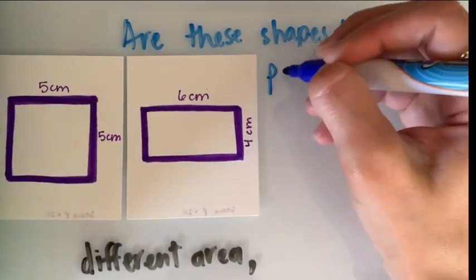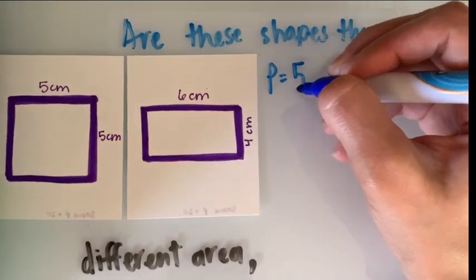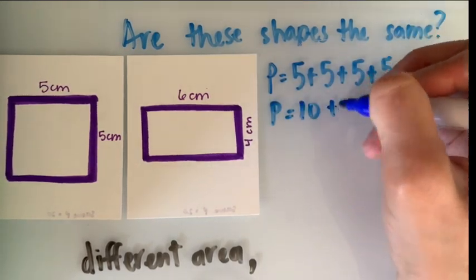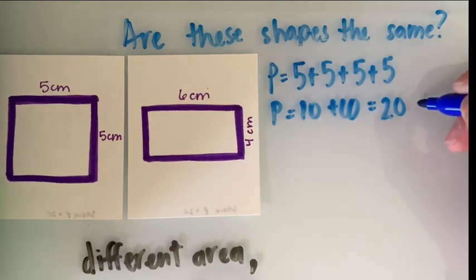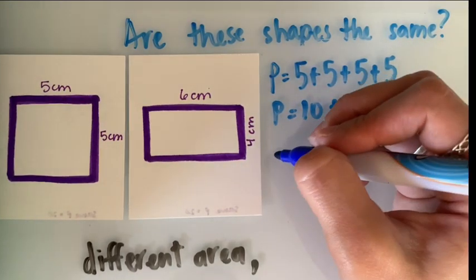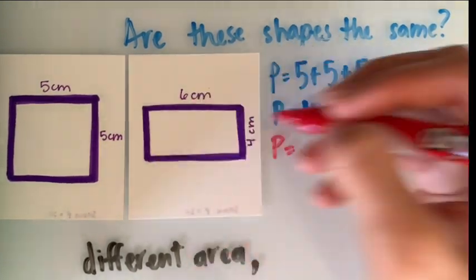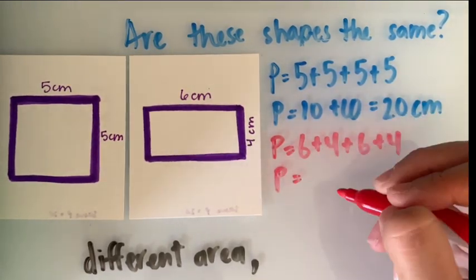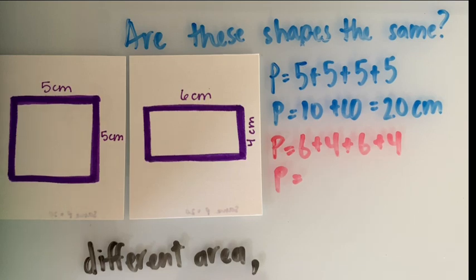So let's look at the perimeter. Again, perimeter is the distance outside. So 5 plus 5 plus 5 plus 5 is 10 plus 10, which is 20 centimeters. And then for our second shape, we have 6 plus 4 plus 6 plus 4, which is 10 plus 10.